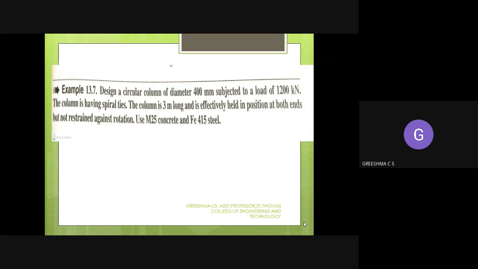Okay, did you write? Is it over? Okay, so what is the question here? They have asked you to design a circular column which is having a diameter of 400 mm. In the previous problem they have not given the dimension, but in this problem they have given you the dimension. So the dimension is given as 400 mm.